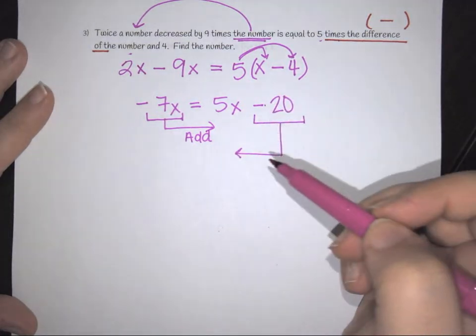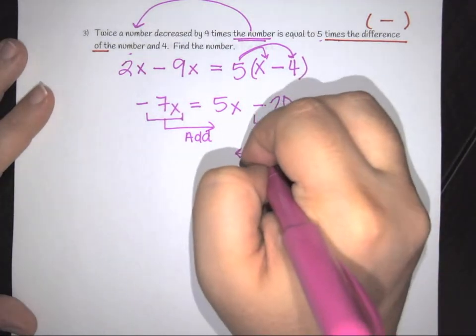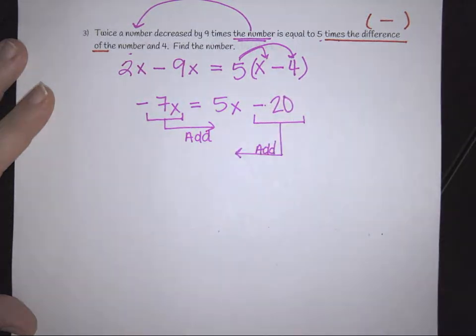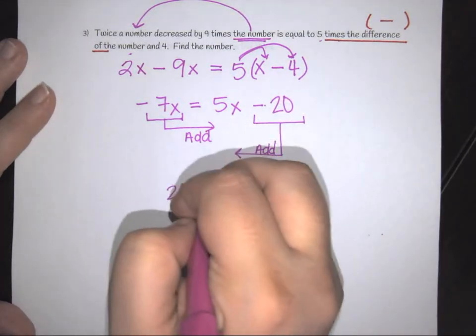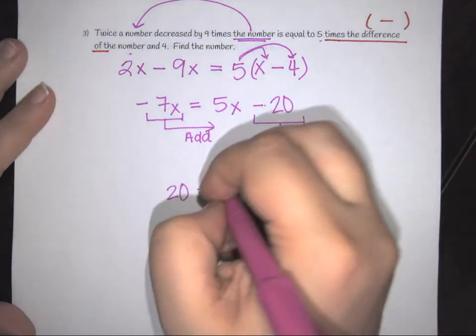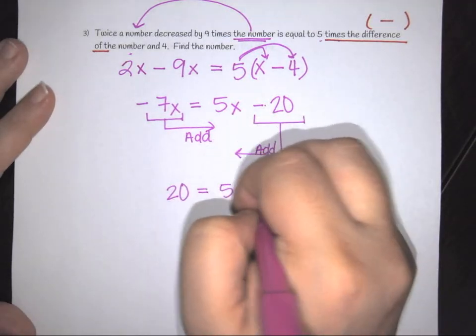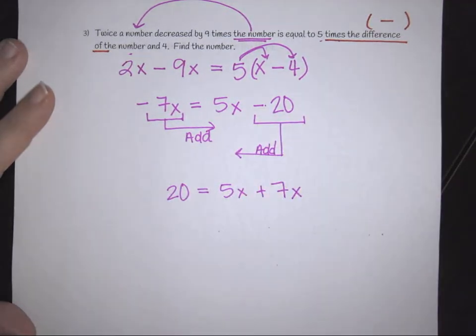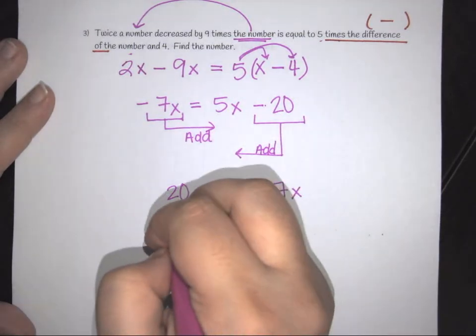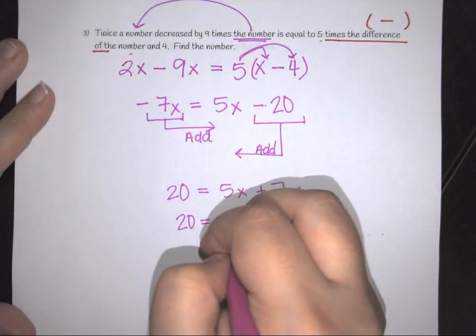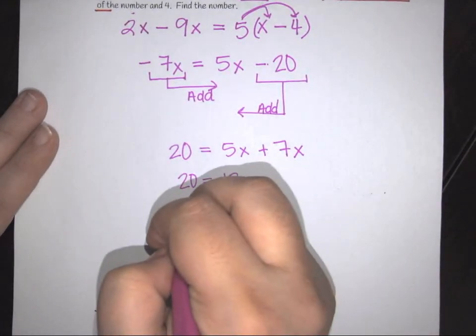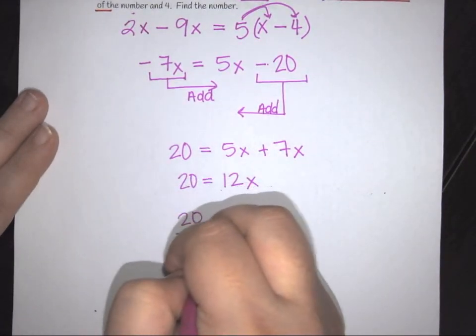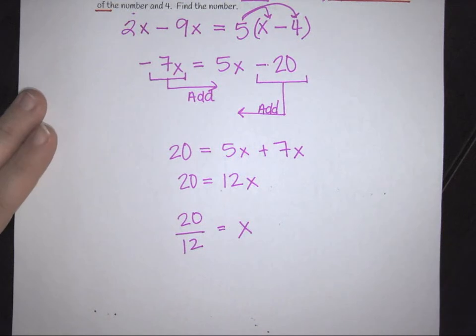Since it is being subtracted, to move it I have to add across the equal sign. So my equation is going to become 20 is equal to 5x plus 7x. Simplify. I have 20 is equal to 12x. Divide everything by 12. I have 20 over 12 is equal to x.